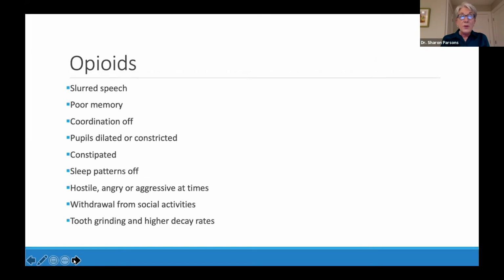So I'm going to start with opioids because that's what Sean was addicted to. Slurred speech, poor memory, coordination can be off just a little. The pupils can be dilated or constricted, so it gets a little tricky. One thing that always happens is the constipation. Sleep patterns are off. They have trouble sleeping at night. They're up in the middle of the night. With long-term use, they can get hostile, angry, aggressive. They tend to withdraw from social things. And again, tooth grinding and higher decay rates.